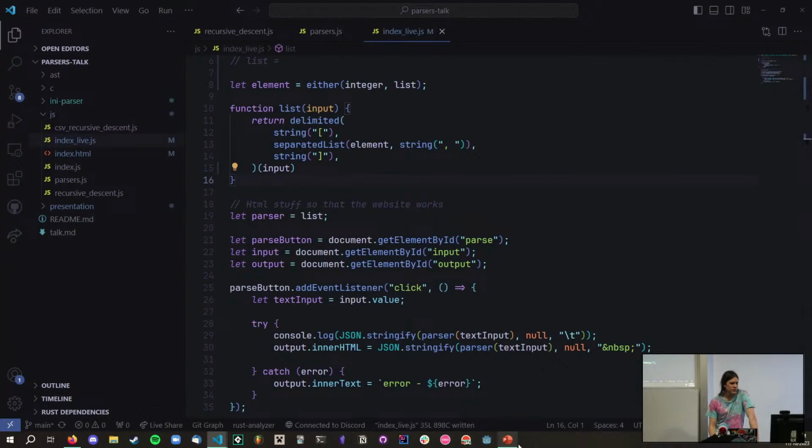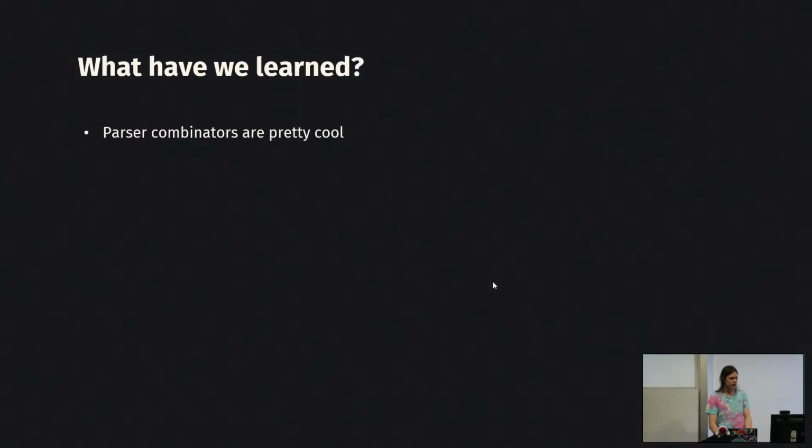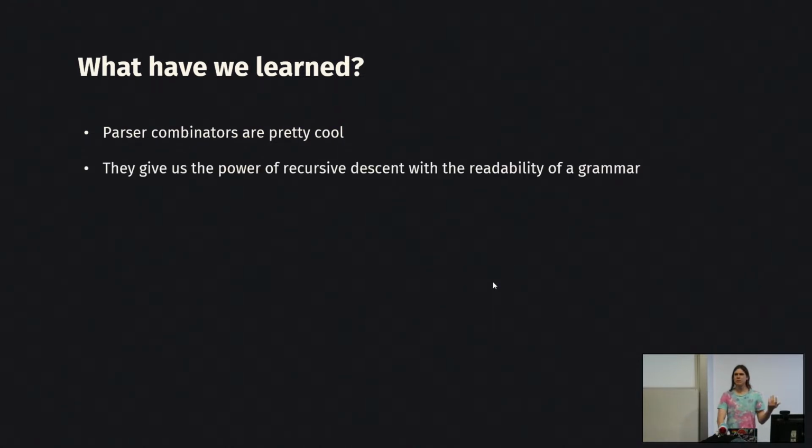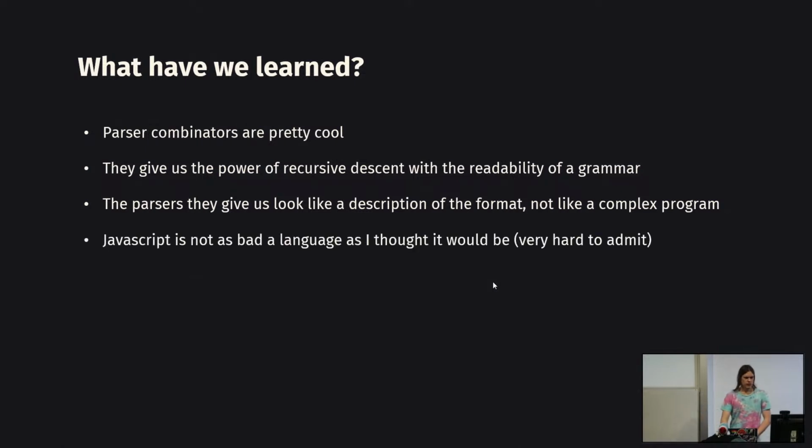So what did we learn from this? We learned that parser combinators are pretty cool. And they give us the power of recursive descent to parse complicated formats with the readability of a grammar, which I think is just amazing. And they look like a description of the format. They don't look like some complicated function, so they're actually pretty easy to understand what they're doing. And I learned that JavaScript is okay.